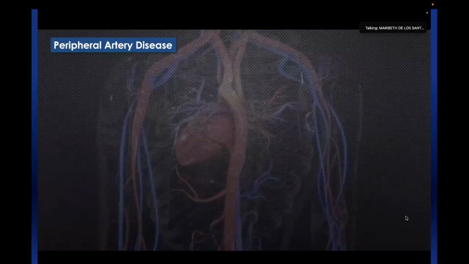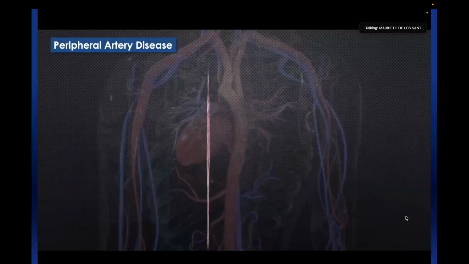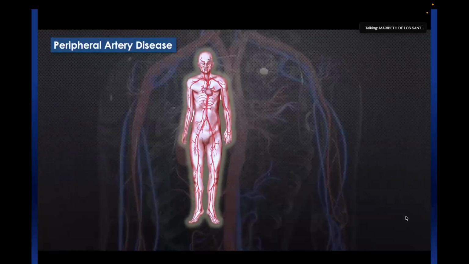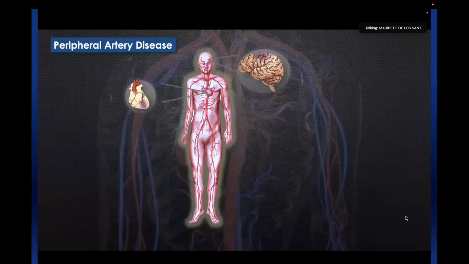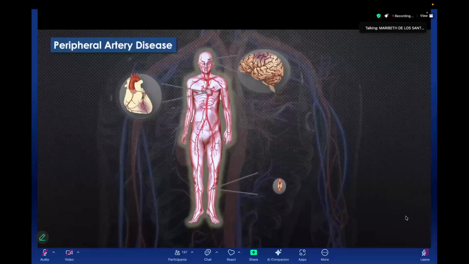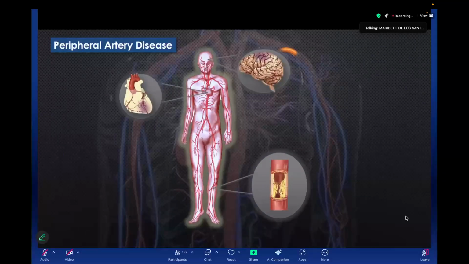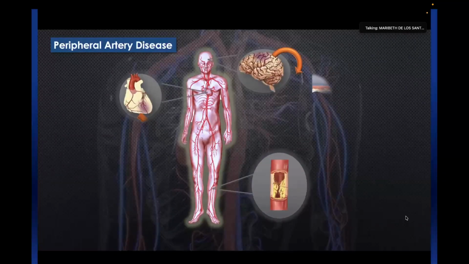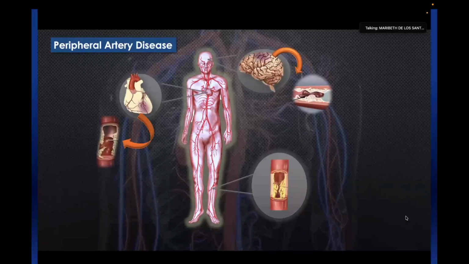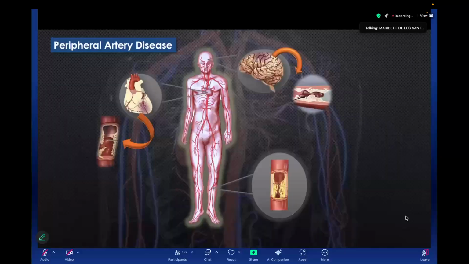Okay, let's proceed first with PAD, or peripheral artery disease. The most common cause of peripheral artery disease, or PAD, is atherosclerosis. And we all know that atherosclerosis is a systemic disease affecting all vascular beds in the body: cardiovascular bed, cerebrovascular bed, peripheral vascular bed.